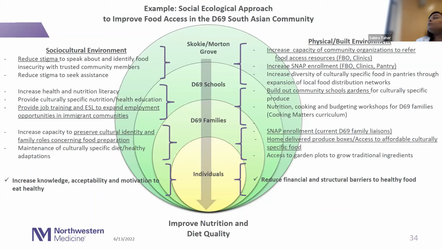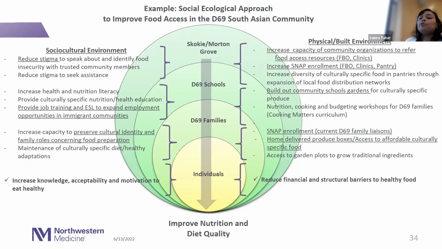And then at the family level, the SNAP enrollment could definitely be done by current D69 family liaisons. I mentioned before the parent networks that reach out to immigrant communities. Each network is headed by a family liaison, and that individual is a trusted resource within the community. So why not ask them, hey, can you assist with some of the SNAP enrollment? What can we do to get people to utilize this resource?